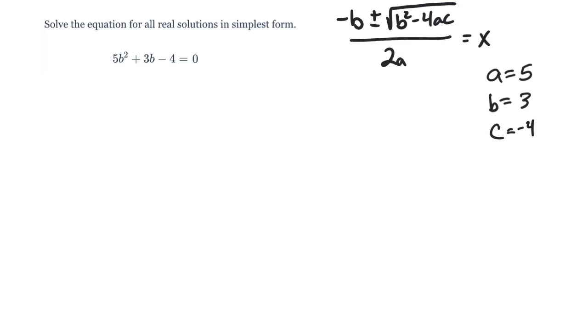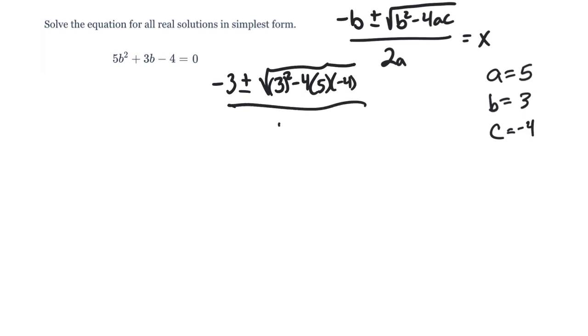All right, so plugging everything in, I've got negative 3 plus and minus the square root of 3 squared, and I like to put in parentheses every time I plug something in, minus 4 times a value of 5, times c value is negative 4, and it's all over 2 times 5. And this will give us, well, I put x a minute ago, but it gives us our b value because our variable's b this time. Let me go ahead and fix that over here.